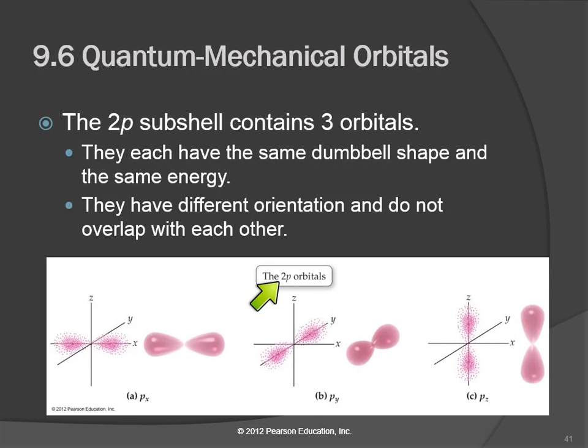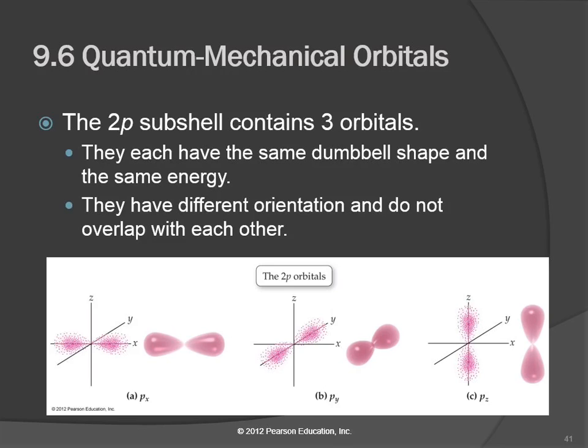The second floor, the second level, is the first one that has a P room. There is no P room on the first floor of the hotel. There are no P orbitals on the first level in the atom. So there are 3 different orbitals. Remember I said each of these is like a bed that can hold 2 electrons. So we could have 6 electrons. There'd be 2 in this one, and 2 in this one, and 2 in this one. But all of these together have the same energy.